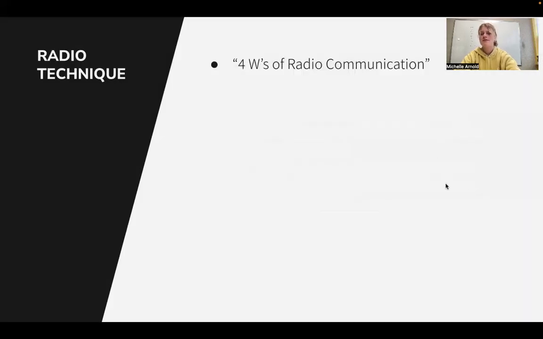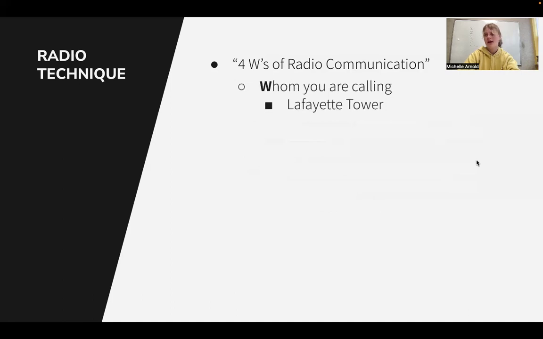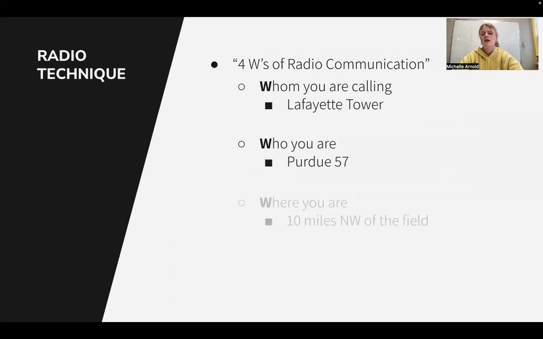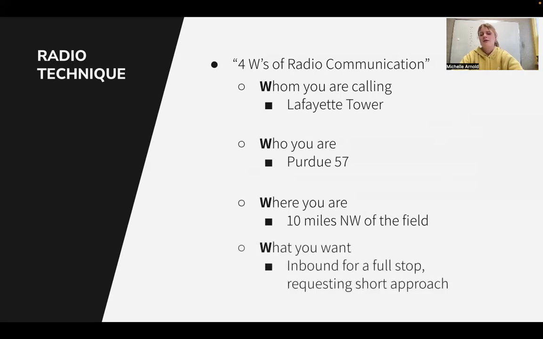All right, so the 4 W's of radio communication. When you go to call up tower, you want to say tower or ground or flight following. Okay, so the first W is who you're calling. So for example, if you are calling Lafayette Tower, you would say Lafayette Tower, and then who you are, Purdue 57, for example.